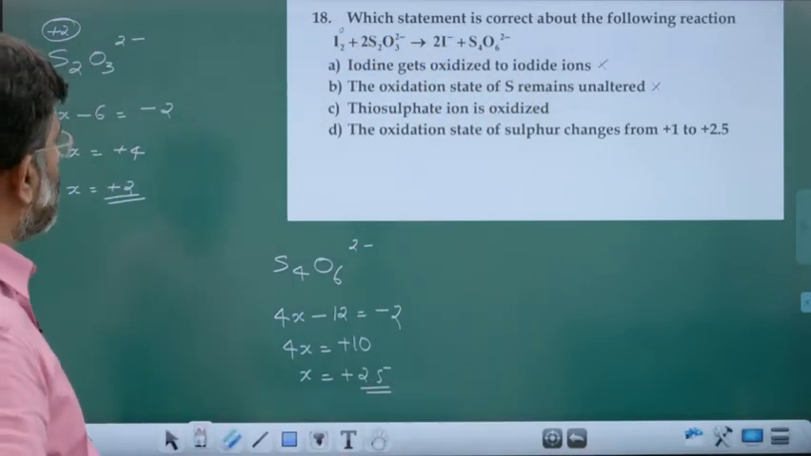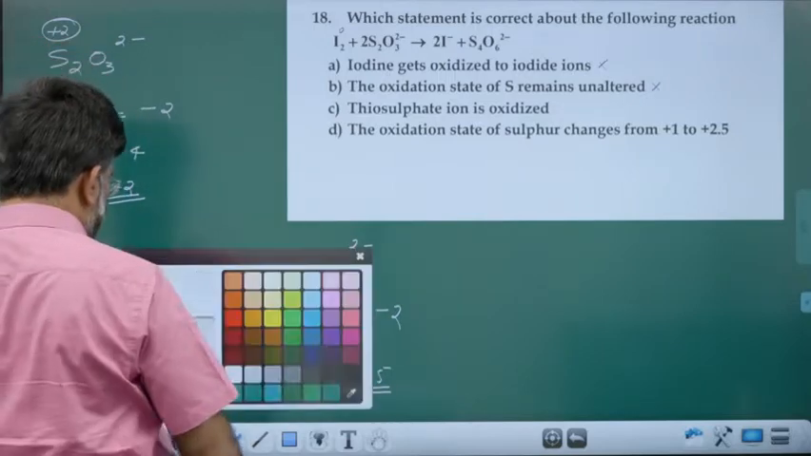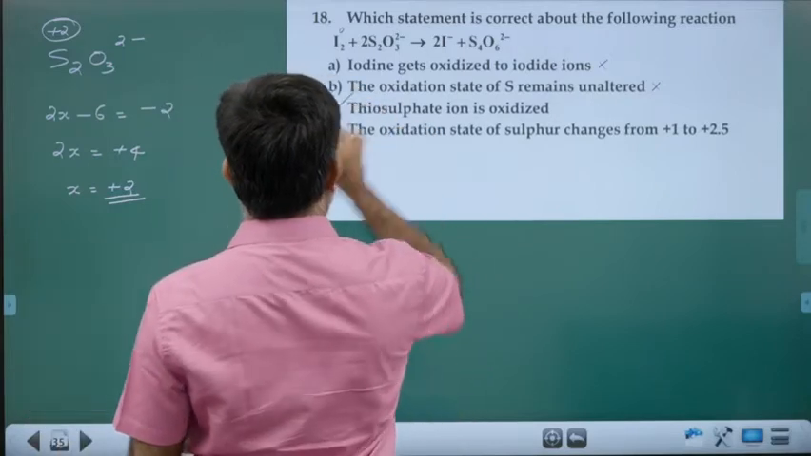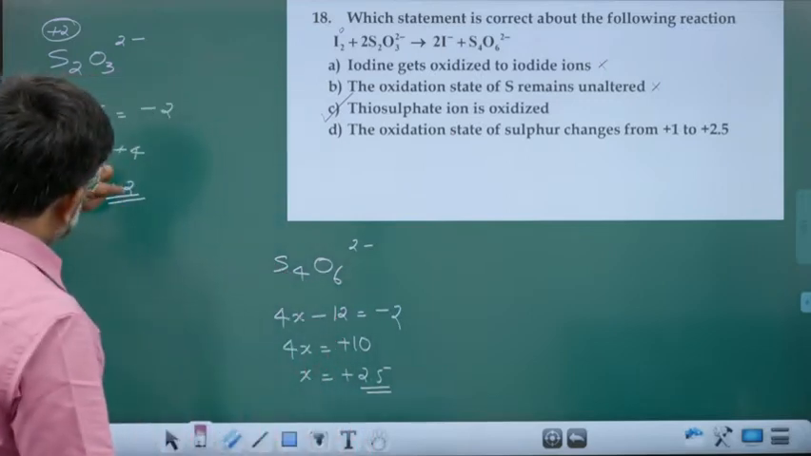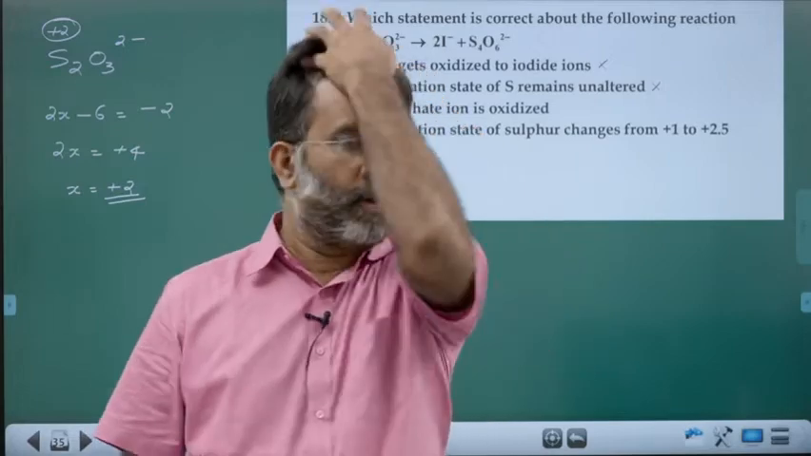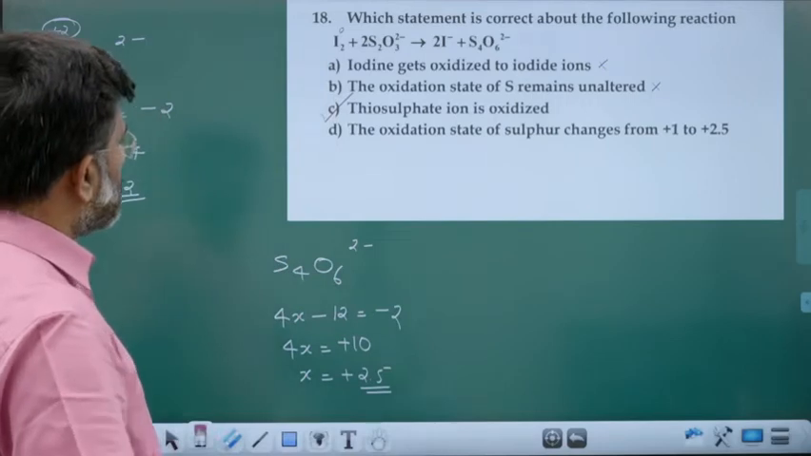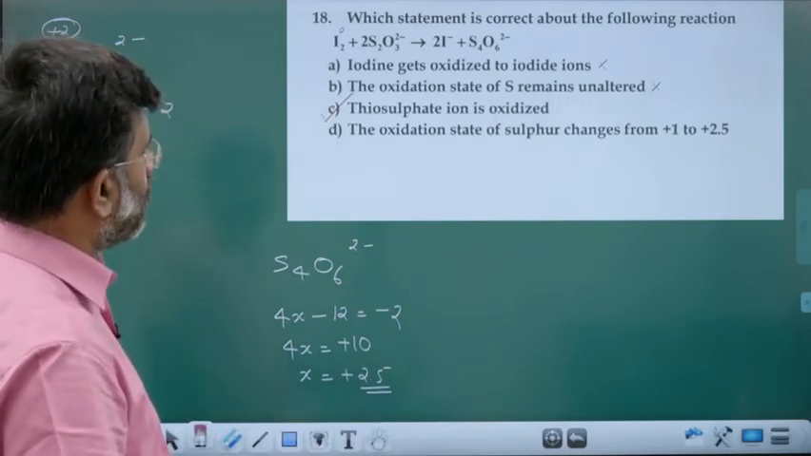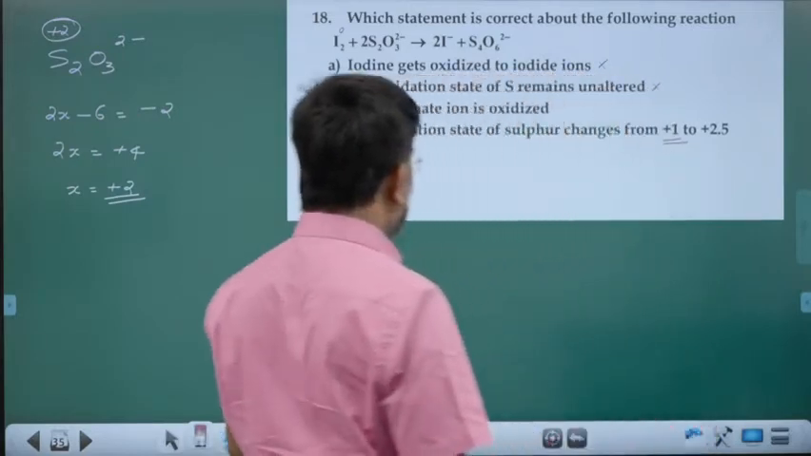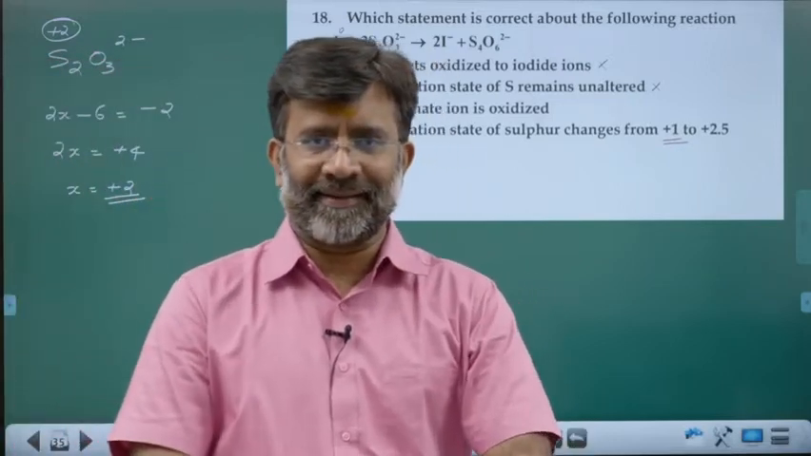Thiosulfate ion is oxidized. This is called a thiosulfate ion. It is oxidized. That is a true statement, the correct statement, as you can understand. Plus 2 oxidized to plus 2.5. So there is oxidation. The oxidation state of sulfur changes from plus 1 to plus 2.5. That is wrong. What is wrong here? It is not plus 1. Rather, it is plus 2 changing to plus 2.5. I think it is clear. Fine.